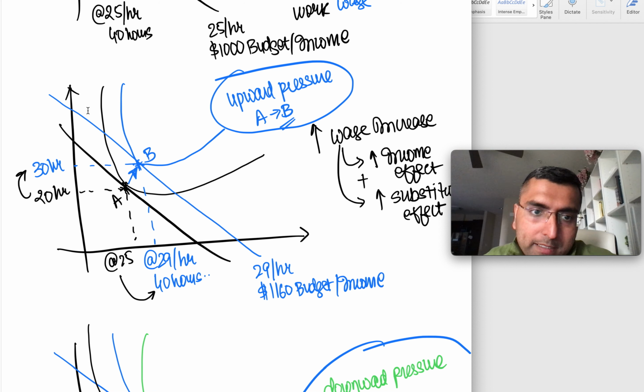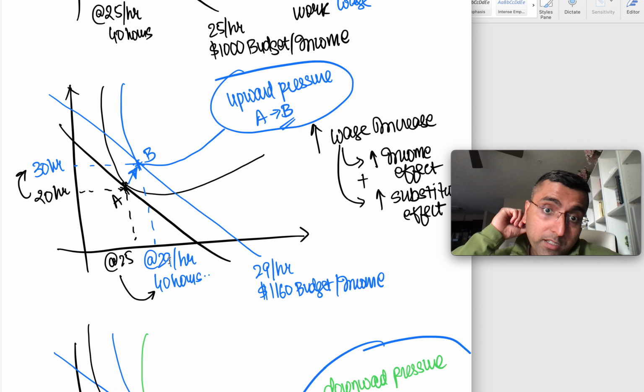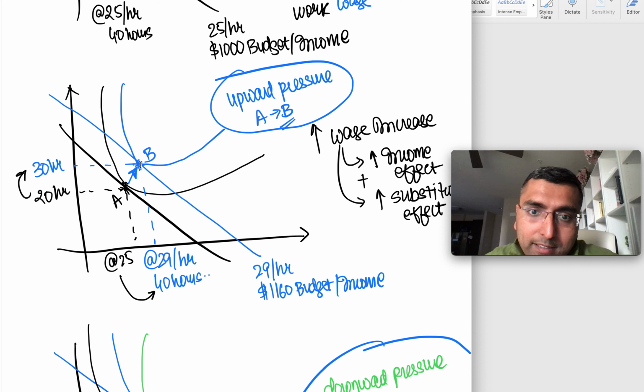And so his budget line shifts up to the right. So there's an upward pressure where, if you see, he can now afford leisure more, right? Because he's making more money. So instead of 20 hours of leisure, which is the y-axis, remember, he can spend more on leisure, and hypothetically, let's say it goes from 20 to 30 hours, and he can make more money too, right? So there's an upward pressure from A to B when there is an income effect.